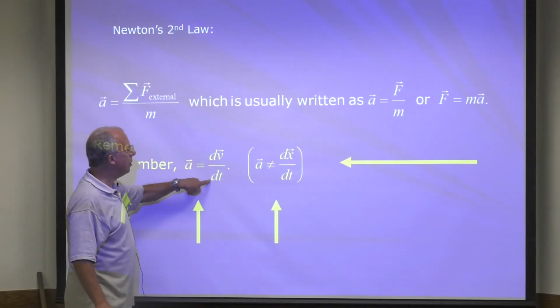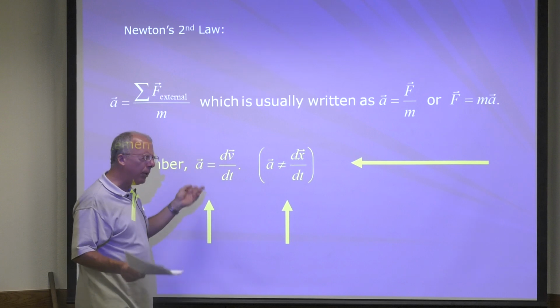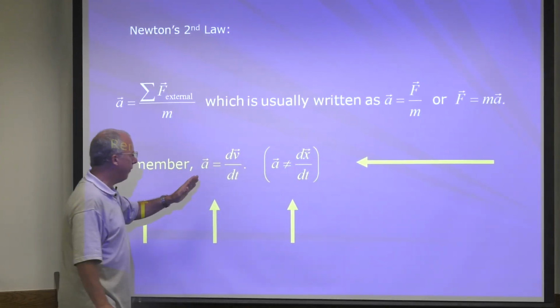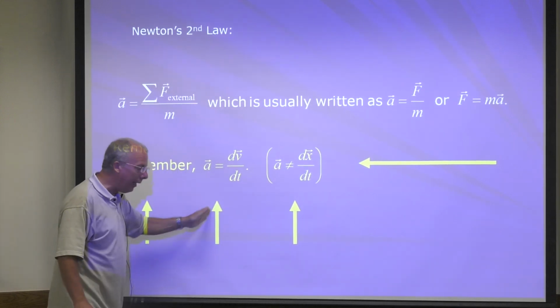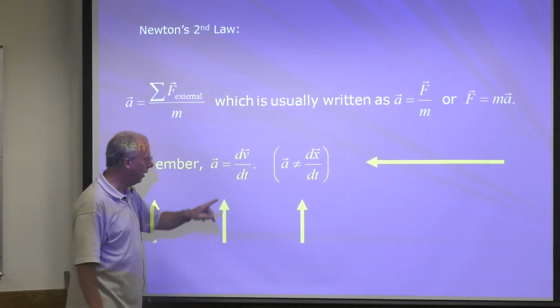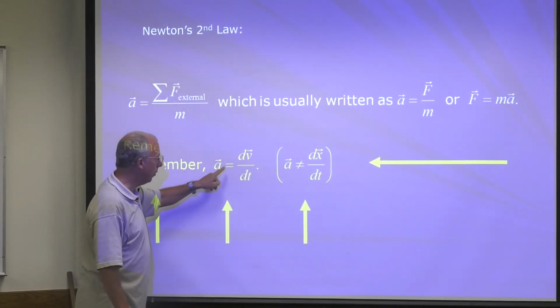A is the change in velocity. A lot of people think that a is the change in position. It's not. If the velocity is changing, that means the speed is changing or the direction is changing, it's accelerating. So a equals dv/dt.